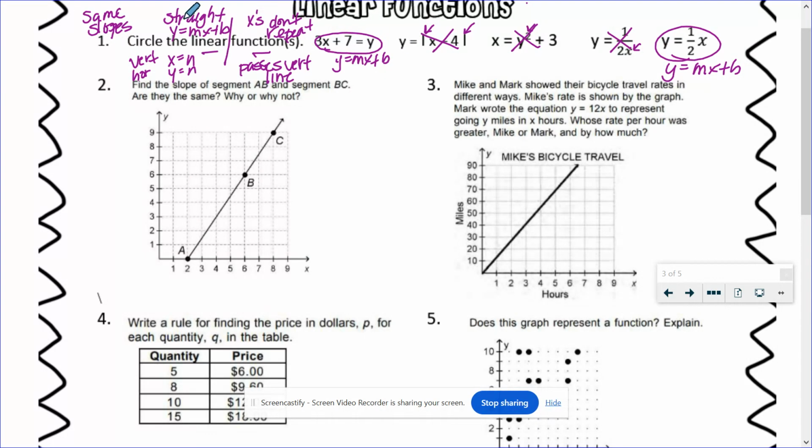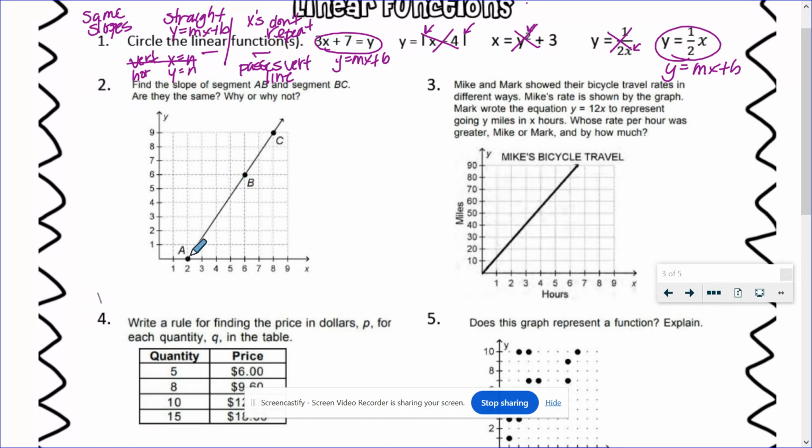I want to go back to our little description here real fast, and I just want to point out that all of these linear characteristics, except for the vertical line, are functions, okay? So if it's linear, except for the vertical line, it's going to also be a function. All right, find the slope of the segment AB and then segment BC. Are they the same? Why or why not?